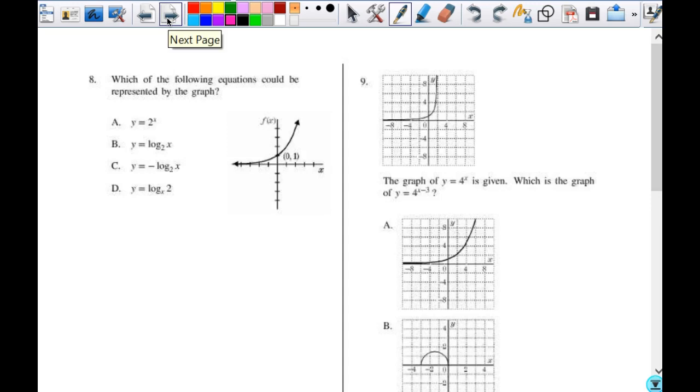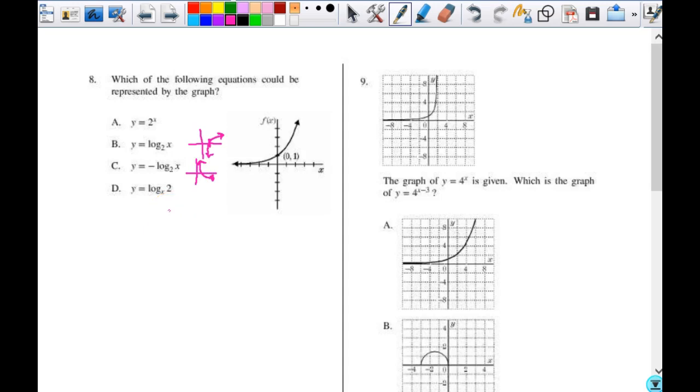All right, number 8. Which of the following equations could be represented by this graph? All right, so sure looks like an exponential function, but remember it could be something else that may have gotten translated or whatever. Not going to be a log without any transformations because that one's going to look like this. And remember, you're not going to get a calculator on this, so you have to know what your parent functions look like. Then if it's a negative log base 2 of x, that means I'm changing the sign on y. So that is a reflection in the x-axis, so it would look like this.